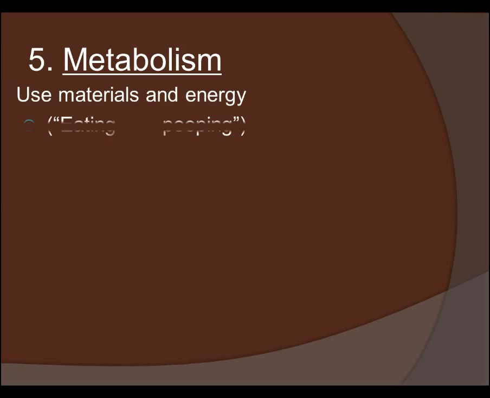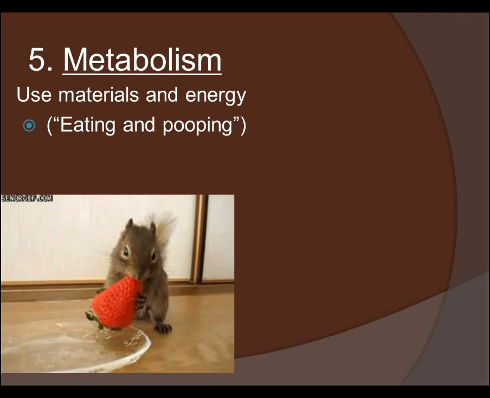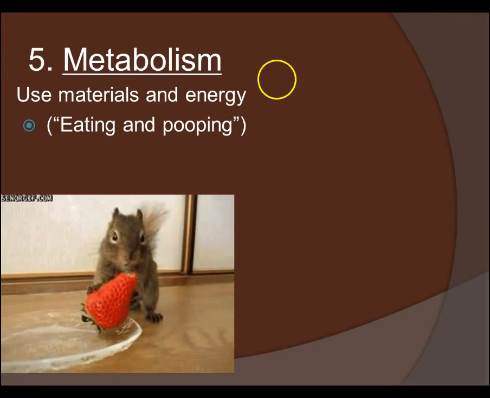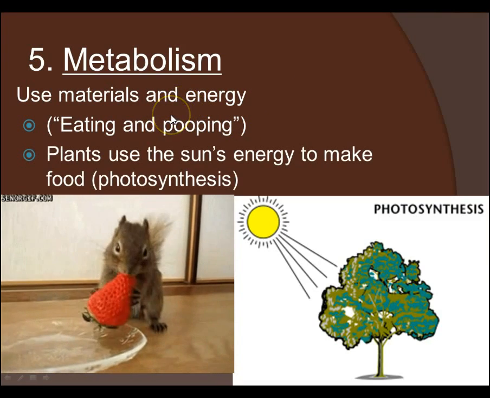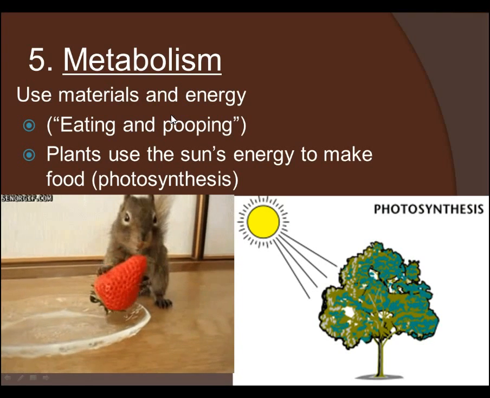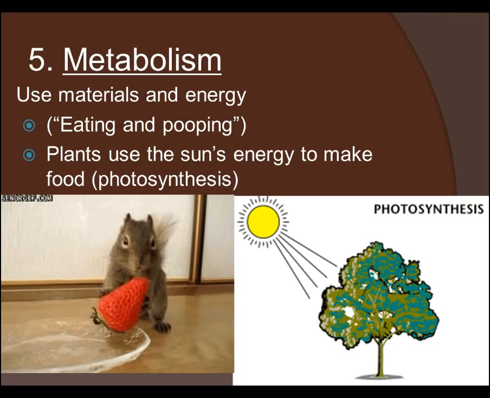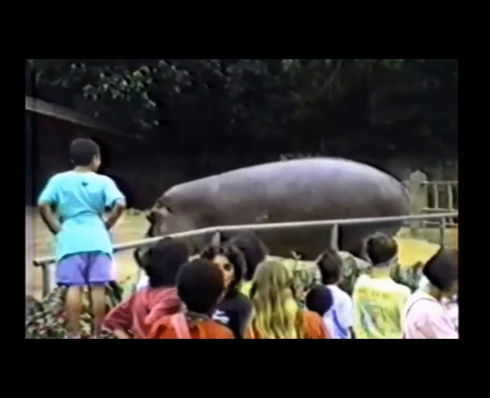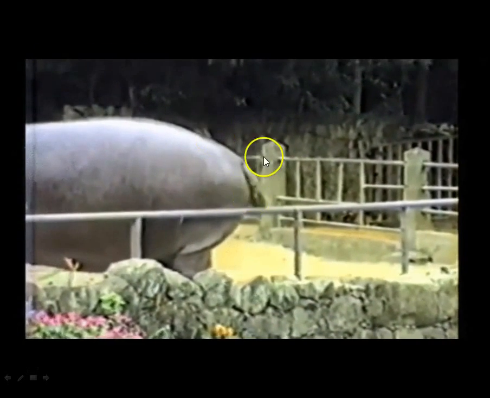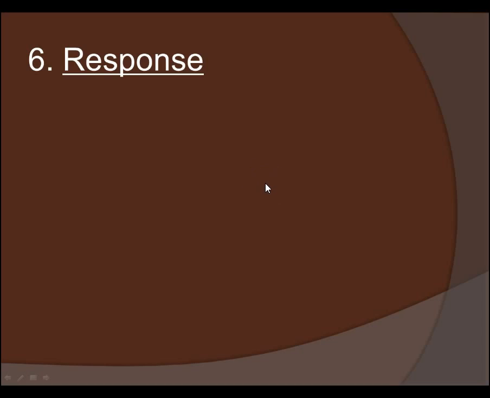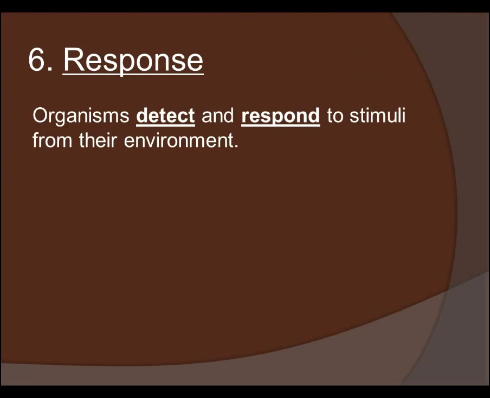Next up, metabolism. Metabolism, more or less, is eating and pooping. It's using materials and energy. By the way, I'm not going to show you any images of pooping, but shockingly, those are out there. Even plants are going to do metabolism. Plants use the sun's energy to make food in a process that we know as photosynthesis. And of course, well, it does come out the other end. I lied, I'm showing you a little bit of poop, but not too bad. Yeah, this is why you never want to be near hippos, for many reasons, but they like to spray their poop.